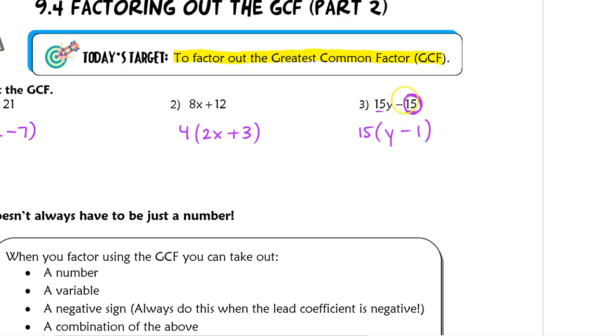You always need a placeholder for that second term, because again, if you multiply that out, if I only had the first term and I didn't have this minus 1 here, I'd be left with just 15y, which is not the same as that original expression. So we need to make sure that we always include a placeholder for the term, even when it divides out evenly. Okay, so we have 15 times y minus 1 left over.